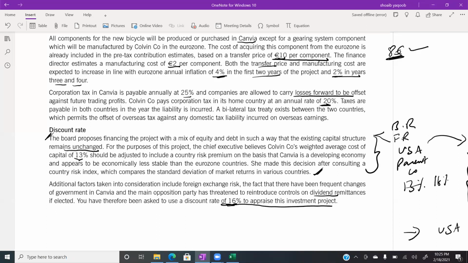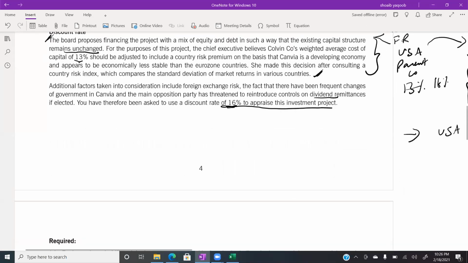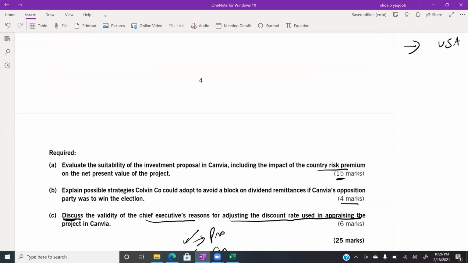And what is the reason of discounting at both rates? Because in requirement, examiner has asked, evaluate the suitability of the investment proposal in Canvia, including the impact of country risk premium. So we will discount at 13%, NPV will be higher. Then we will discount at 16%, NPV will be lower. And we will explain that the country risk premium impact is negative on the NPV.